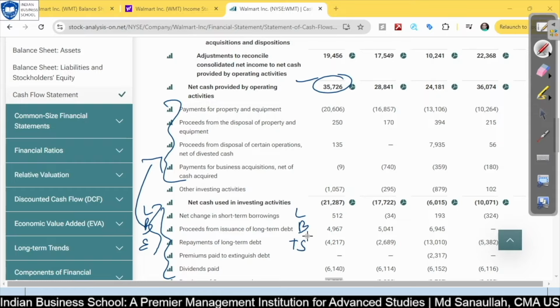So in those cases, what will happen? Cash will go out. So that will be negative. When you are getting loan, your cash is coming in. When you are selling your bond, cash is coming in. When you are selling your equity, cash is coming in. So that will add to your cash.